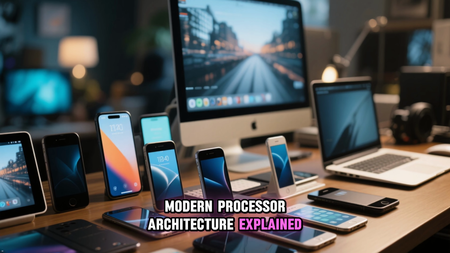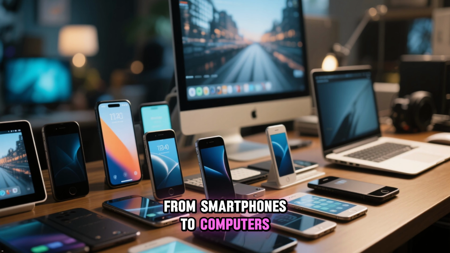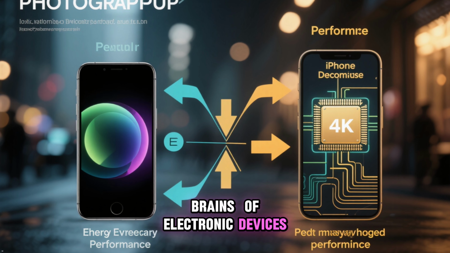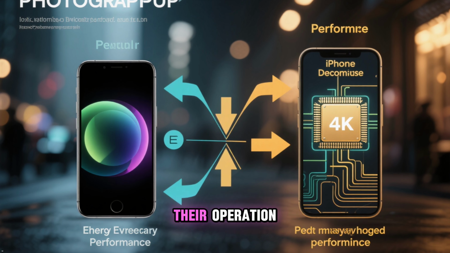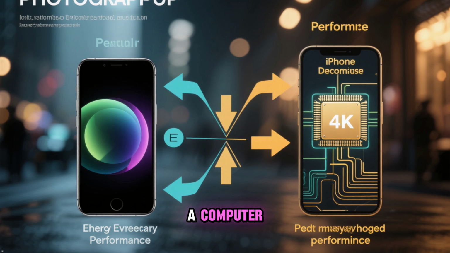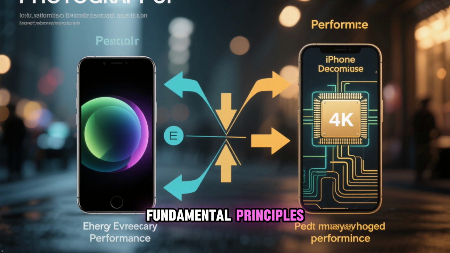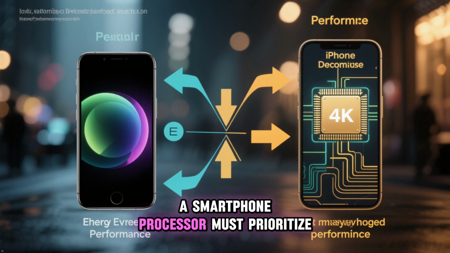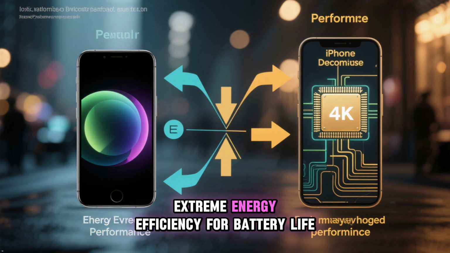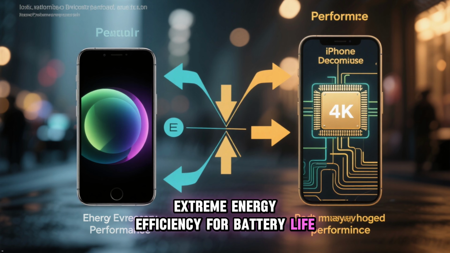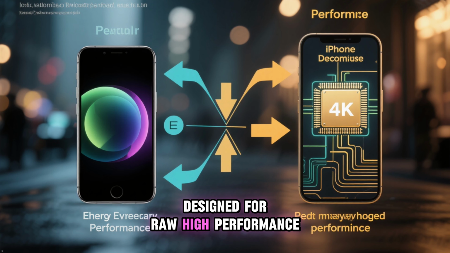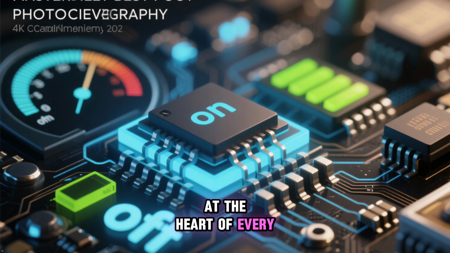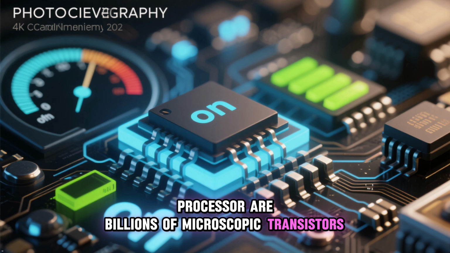Modern processor architecture explained, from smartphones to computers. Processors, often referred to as the brains of electronic devices, are marvels of modern engineering. Their operation, whether in a smartphone or a computer, is based on the same fundamental principles, though their design philosophy differs significantly. A smartphone processor must prioritize extreme energy efficiency for battery life, while a desktop processor is designed for raw high performance.